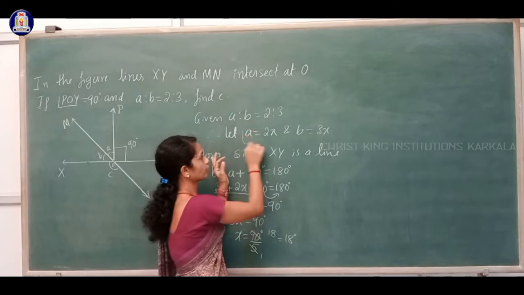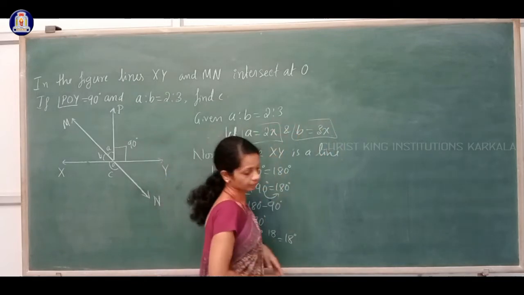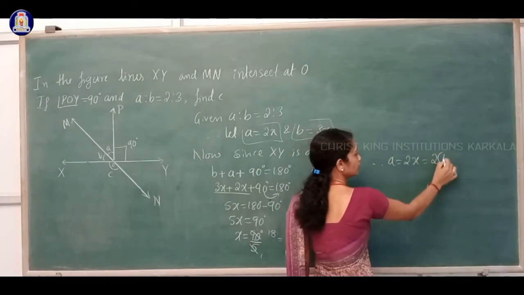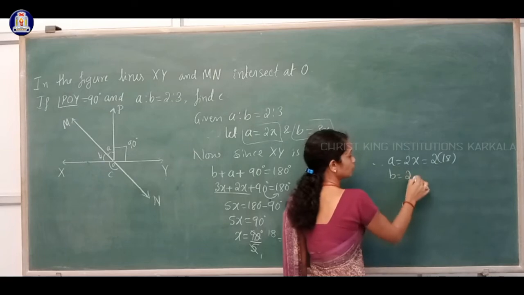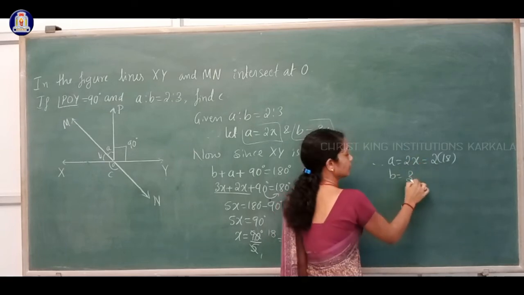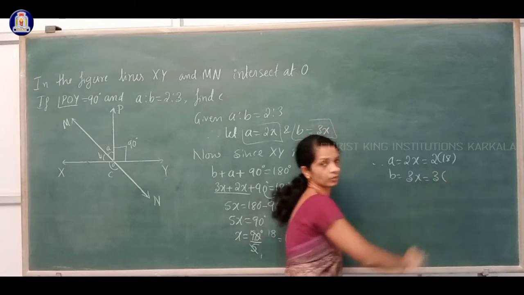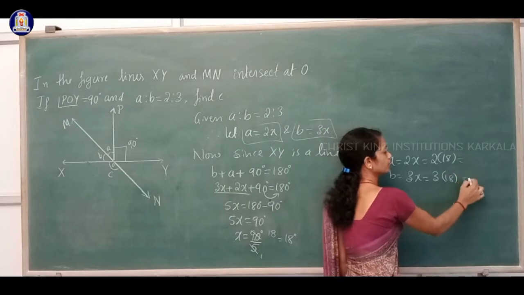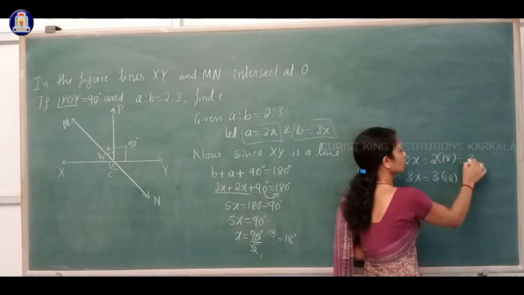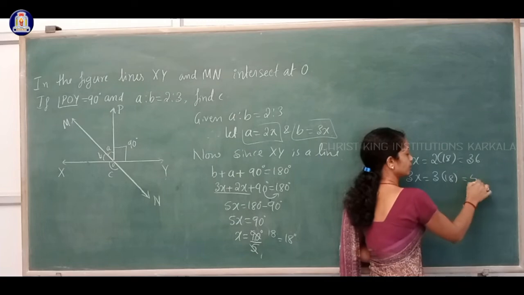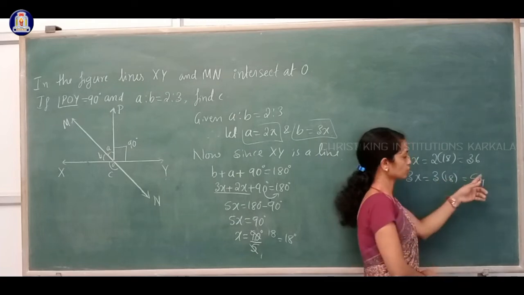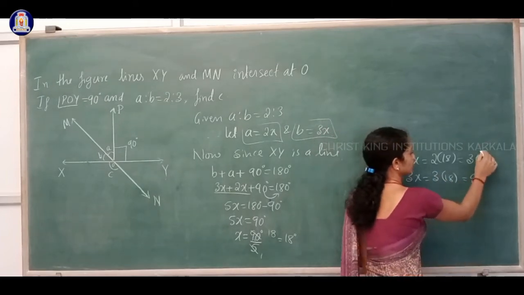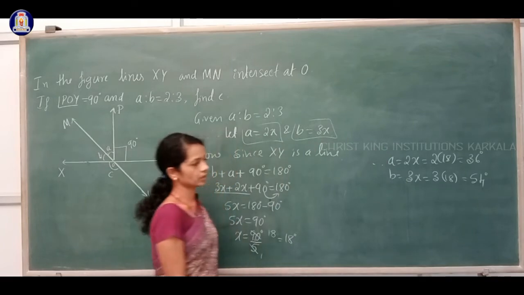So by that we can get A and B. Therefore A is equal to 2x, that is 2 into 18, and B is equal to 3 into x, that is 3 into 18. 2 into 18 is 36, and 3 into 18 is 54. So A is equal to 36 degrees and B is equal to 54 degrees.